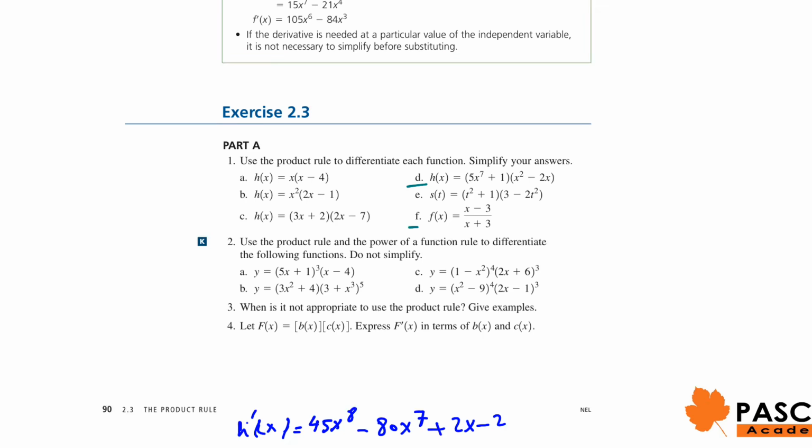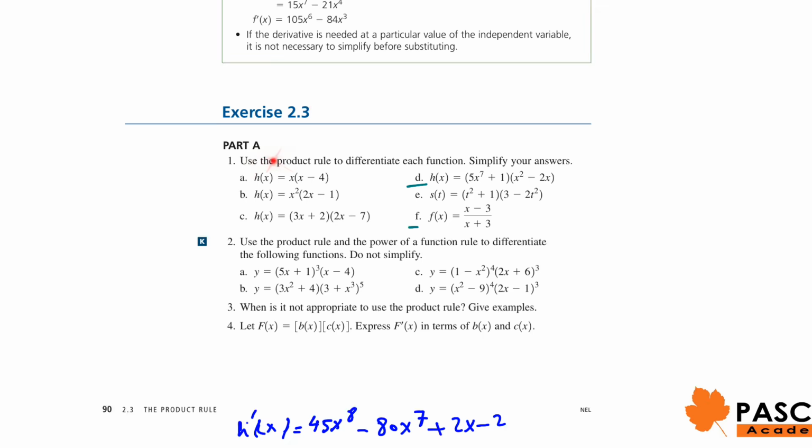MCV4U1, Chapter 2, Session 8. In this session, we are going to work on questions assigned in last session, pages 90, 91, and 92.